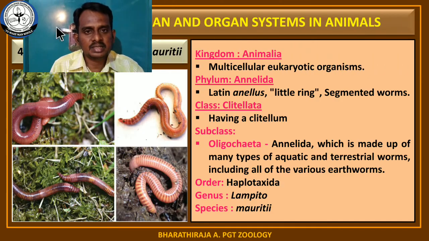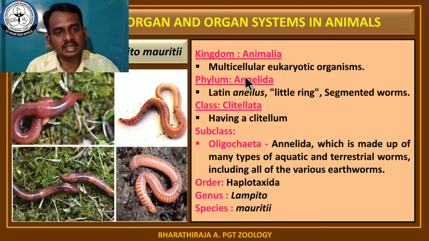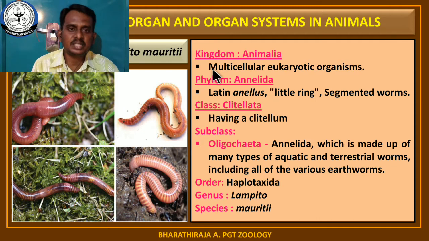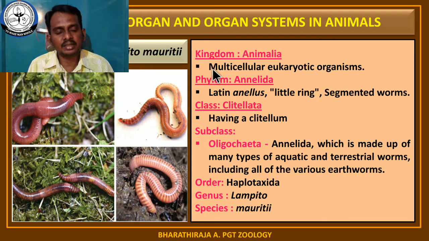Okay. And the next thing is we are going to study the hierarchical classification of this earthworm. This animal is placed in kingdom Animalia because these animals can move, and they are also multicellular eukaryotic organisms. If an organism is multicellular, eukaryotic and can move, we place it in kingdom Animalia.